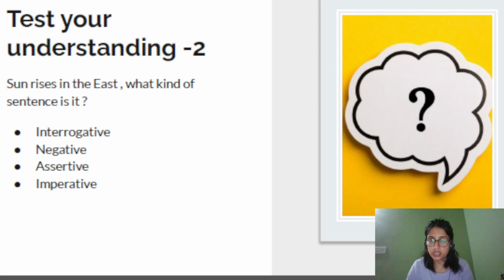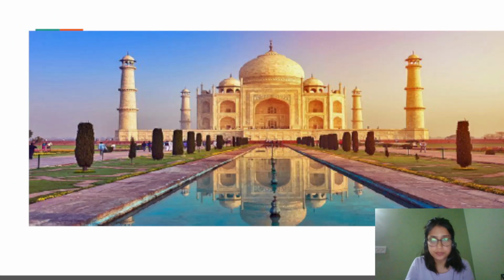Yes, so here it is written assertive sentence, and assertive sentence is basically another name for the declarative sentence. So interrogative sentence, negative sentence, and assertive sentence or imperative sentence. What type of sentence is it: the sun rises in the east? It will be an assertive sentence because it is stating a fact and giving information instead of just being negative or asking a question or giving a command basically. So we'll be moving forward with this.